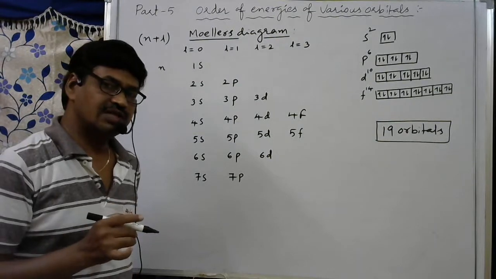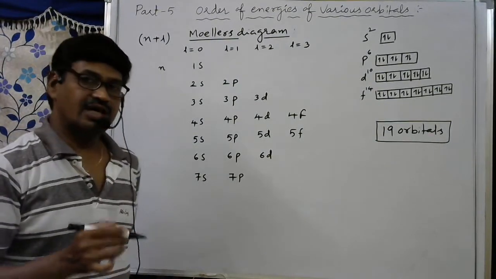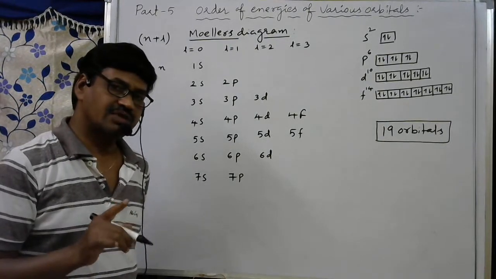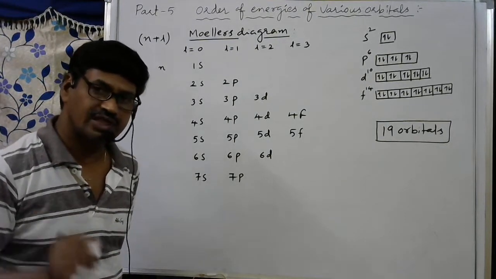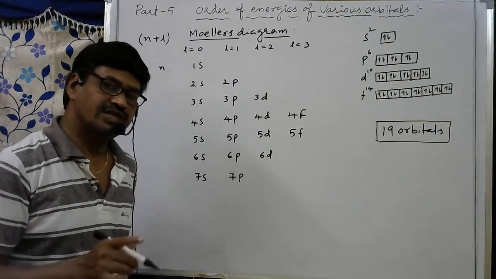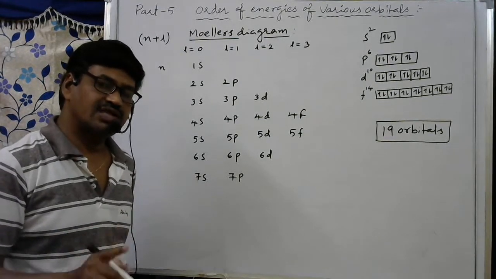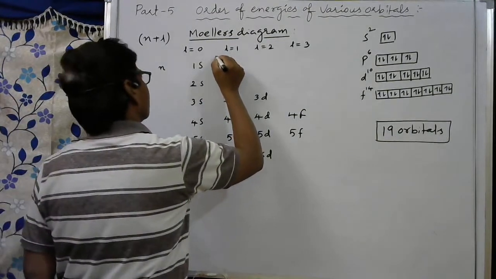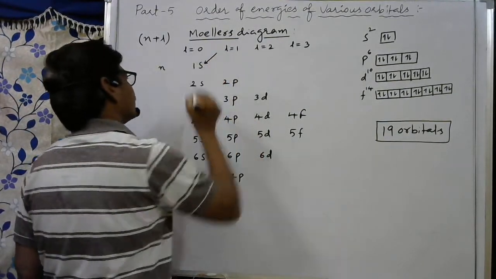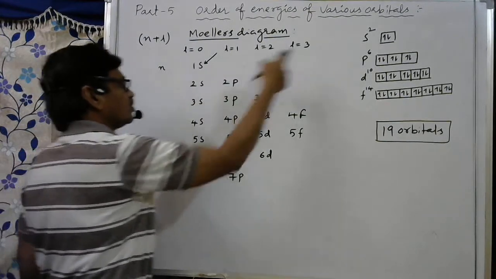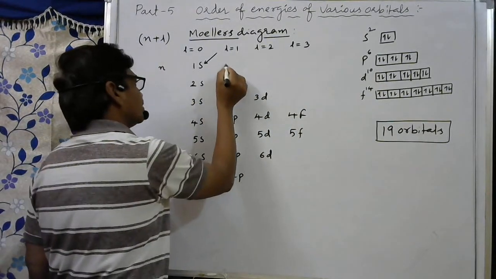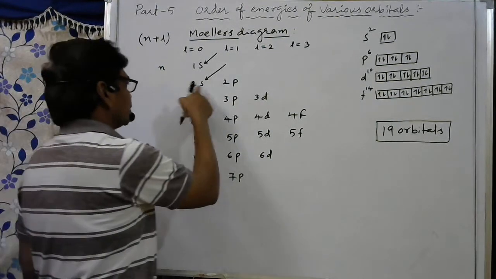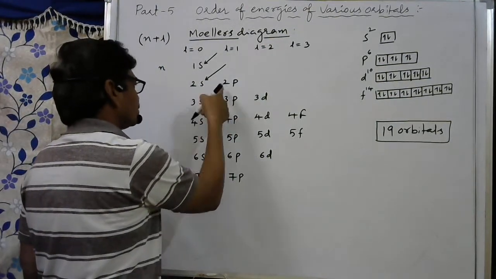Low n plus l value, low energy. High n plus l value, high energy. In case both orbitals have the same n plus l value, we have to consider only the n value. More n value, more energy. Less n value, less energy. So from this we can write like this. First electron enters into this orbital. After completely filling this orbital with 2 electrons, the next electron enters into 2s orbital. Then 2s, 2p, 3s if you take. Otherwise 2p, 3s if you take.